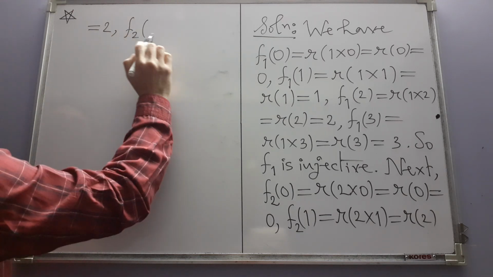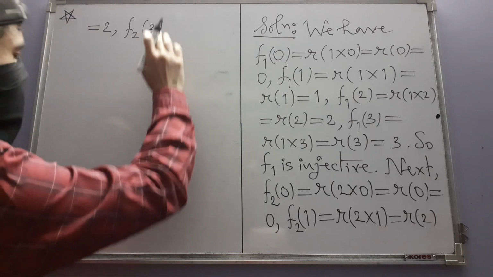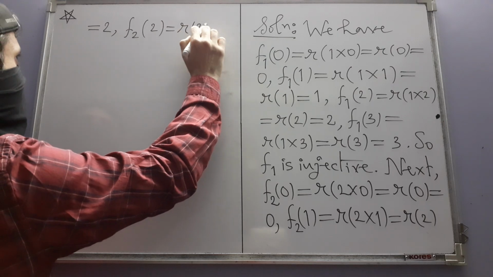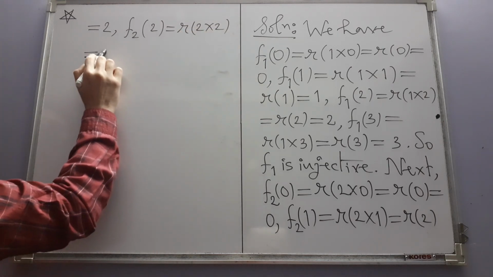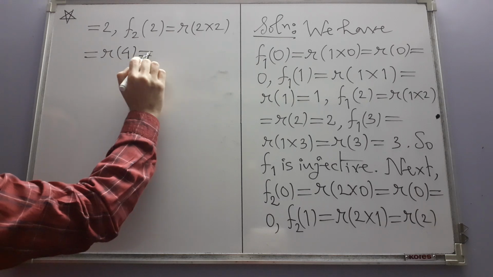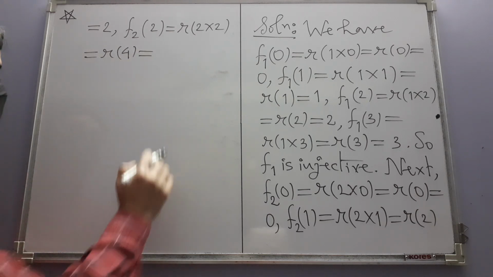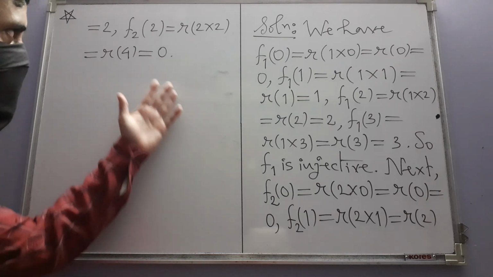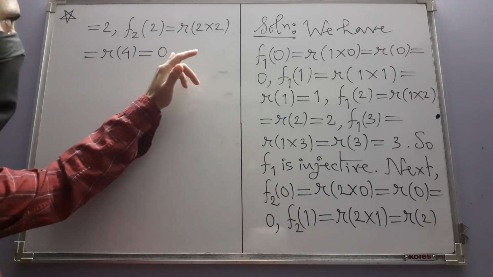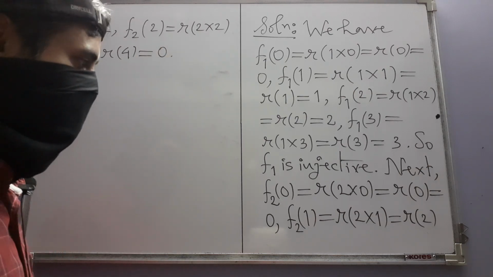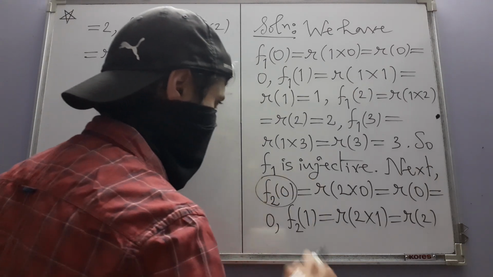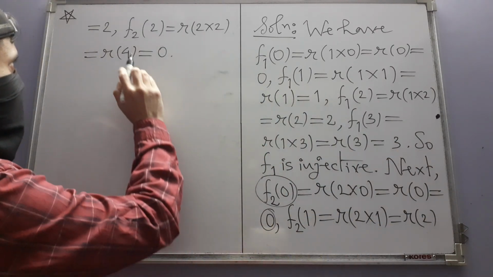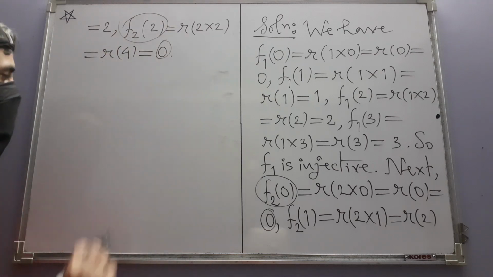Next, F2 of 2, sorry. This is R of 2 times 2, which is R of 4. But dividing 4 by 4, we get the remainder 0. So, did you see that there is no need to calculate F2 of 3 anymore? That's because F2 of 0 is 0. And F2 of 2 is also 0.